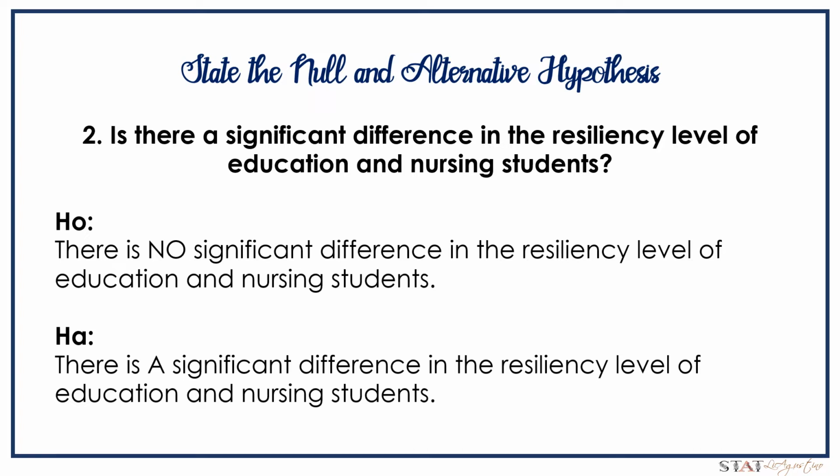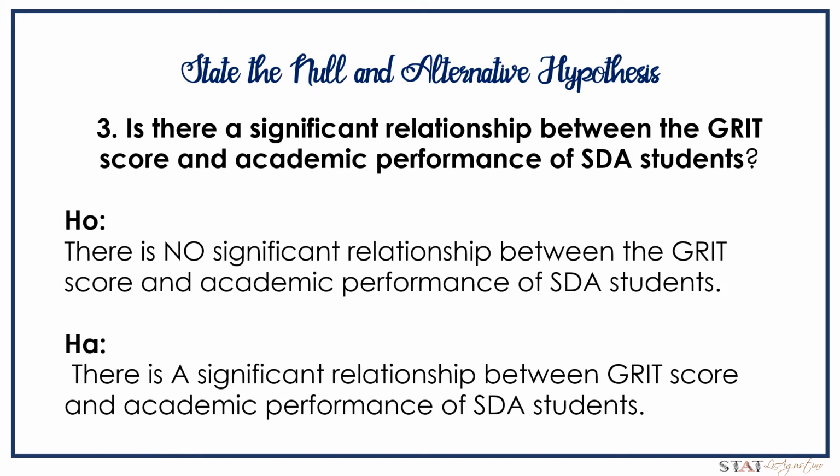Reminder, null hypothesis expresses non-significance, and your alternative expresses the idea of significance. And then let's talk about some relationship. So a statement: is there a significant relationship between the grit score and academic performance of Adventist students?